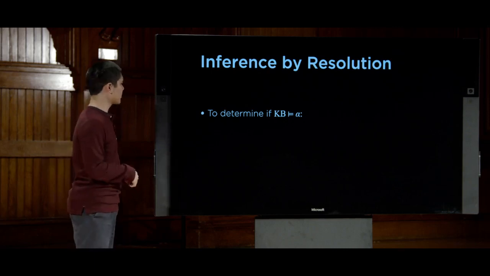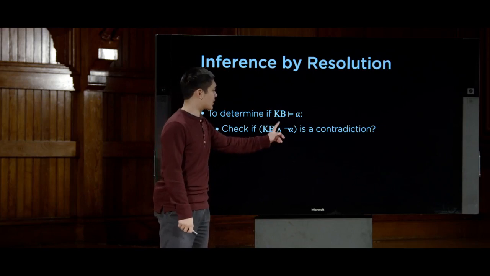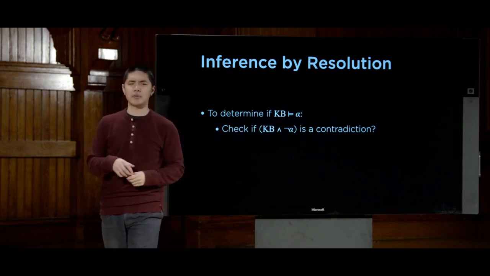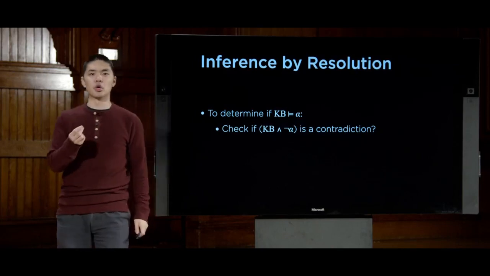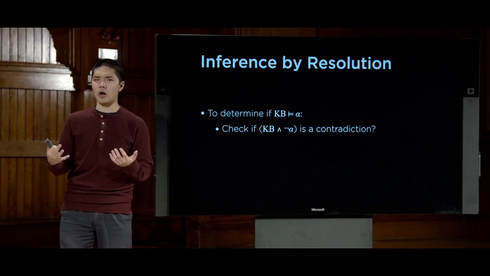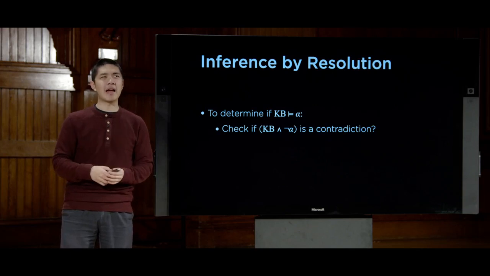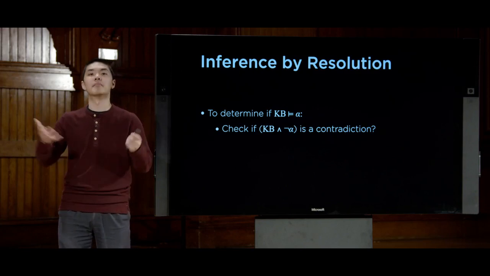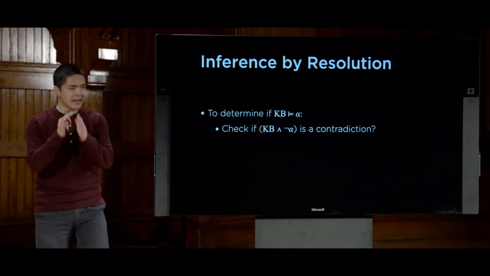How are we going to do that? Well, in order to do that, we're going to try to prove that if we know the knowledge and not alpha, that that would be a contradiction. And this is a common technique in computer science more generally, this idea of proving something by contradiction. If I want to prove that something is true, I can do so by first assuming that it is false and showing that it leads to some contradiction. And if the thing I'm trying to prove, when I assume it's false, leads to a contradiction, then it must be true. And that's the logical approach or the idea behind a proof by contradiction. And that's what we're going to do here.